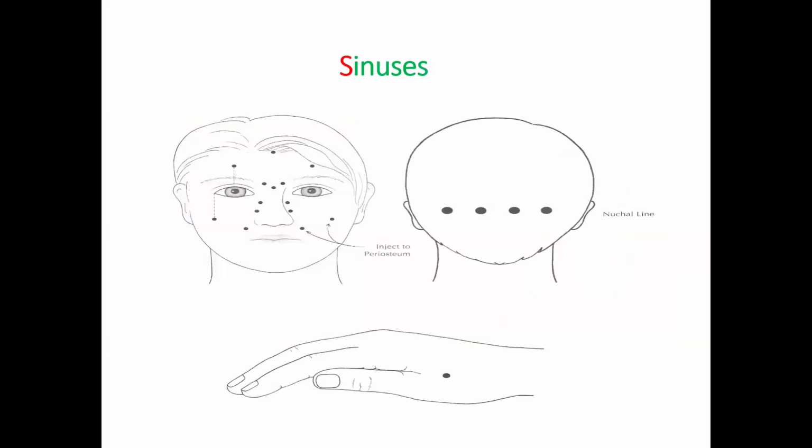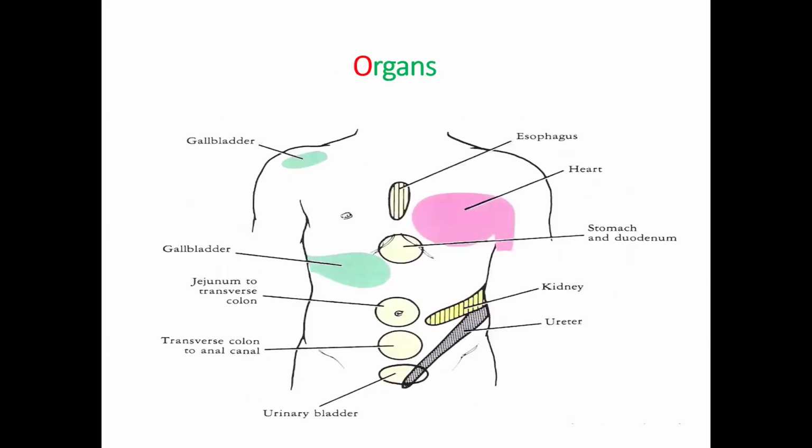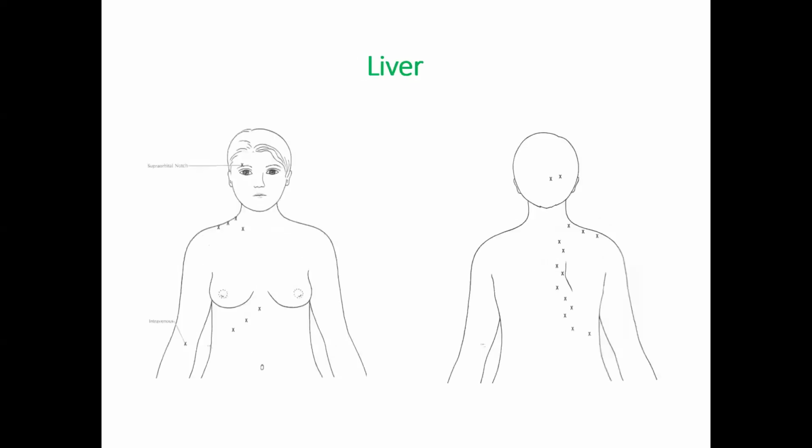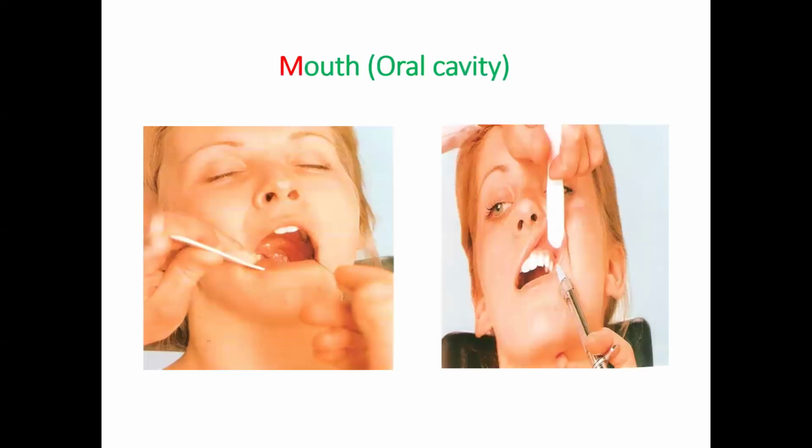The sinuses, organs, and lungs, like heart and lungs, liver, stomach, and then mouth. I created a mnemonic called the SOMA. Okay, so SOMA for scar, organs, then mouth.